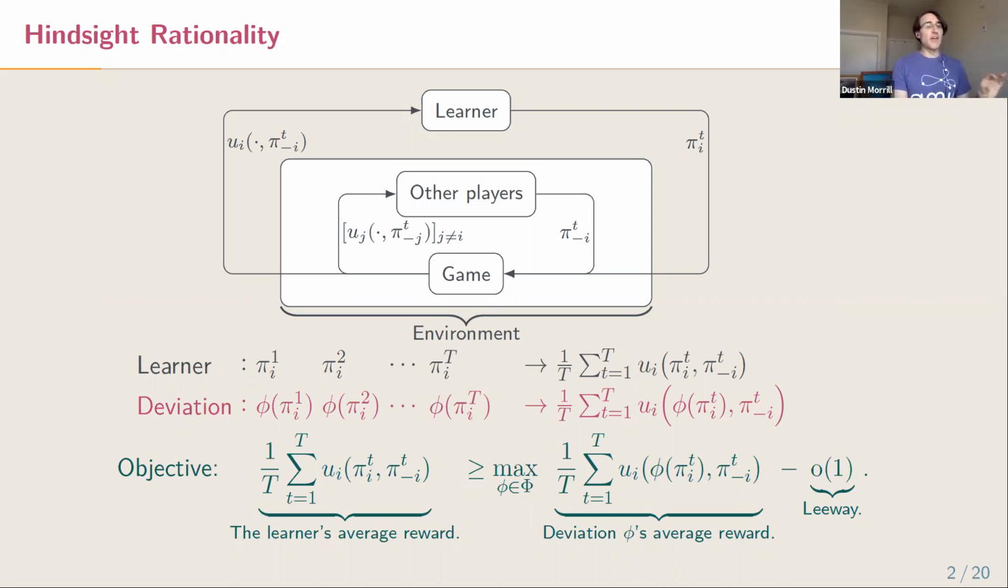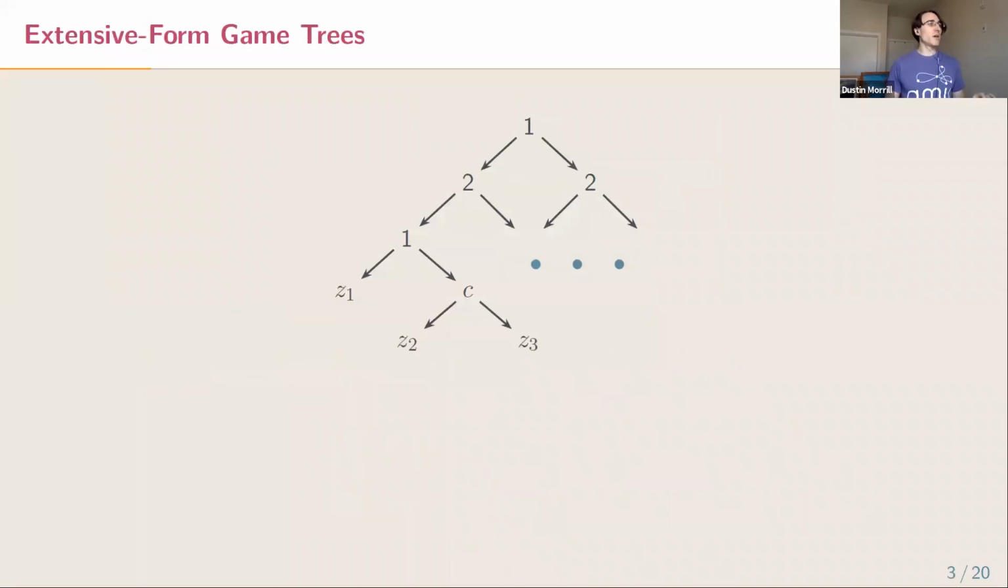All right, so then in this framework, the problem of designing algorithms is largely a problem of making use of structure within the deviation set and within the environment to come up with efficient algorithms for achieving this goal. So now I'm going to talk about the structure of the environments that we're thinking of. So here, I'm going to talk about extensive form games.